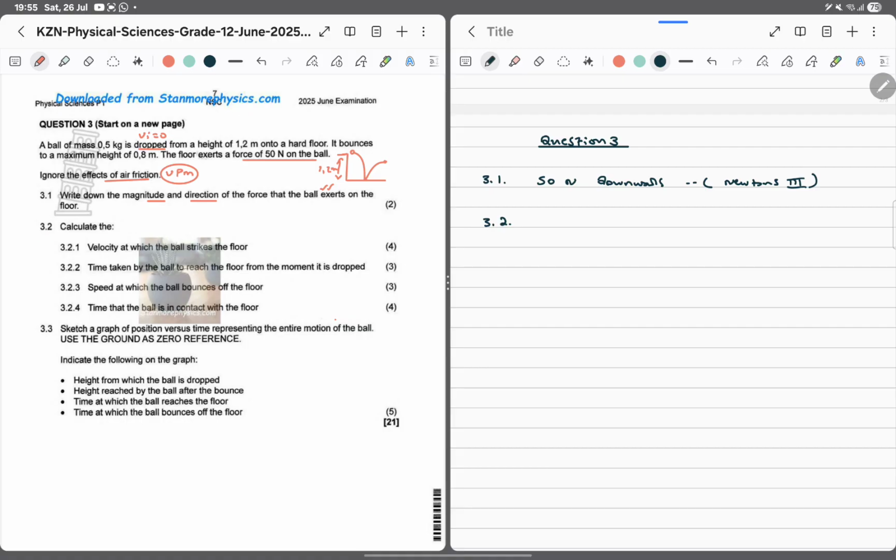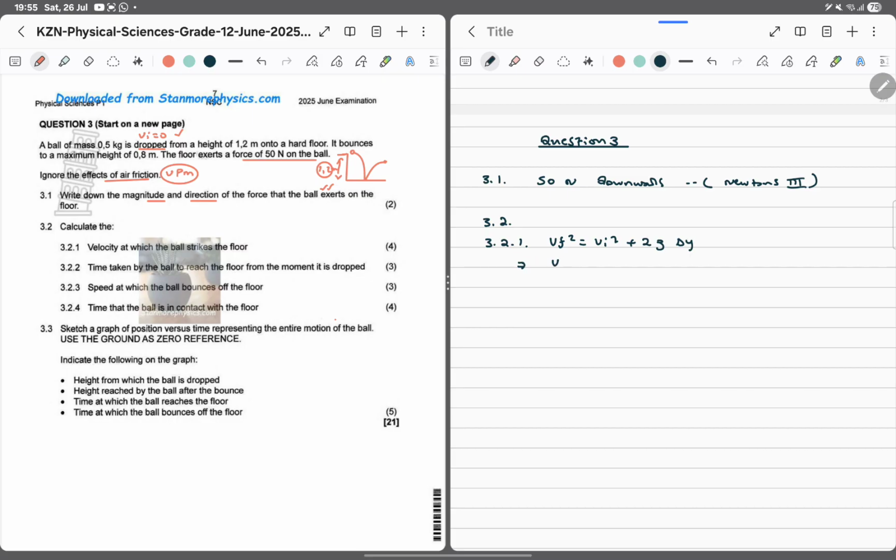3.2 says calculate the velocity at which the ball strikes the floor. Now, we want the velocity. So this is 3.2.1. Well, we've got the height, and we know the initial velocity is 0. So we don't need the equation with time. So we can say the final velocity squared equals the initial velocity squared plus 2g delta y.